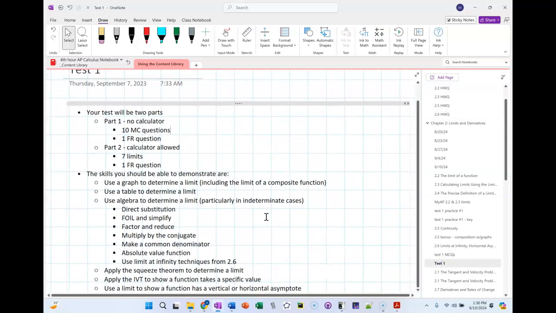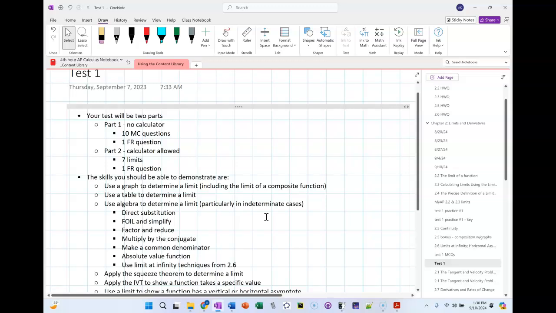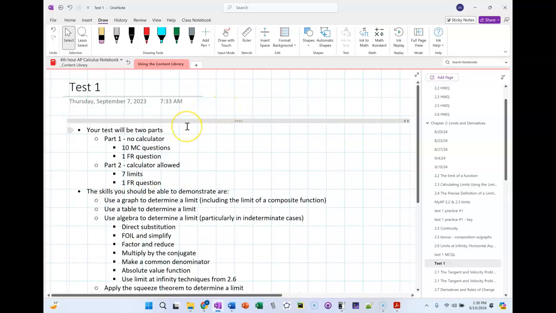So I'm looking in the content library right now. So this is the test 1 tab. So your test is going to be 2 parts. So part 1 is no calculator. So I want to say part 1 is no calculator.